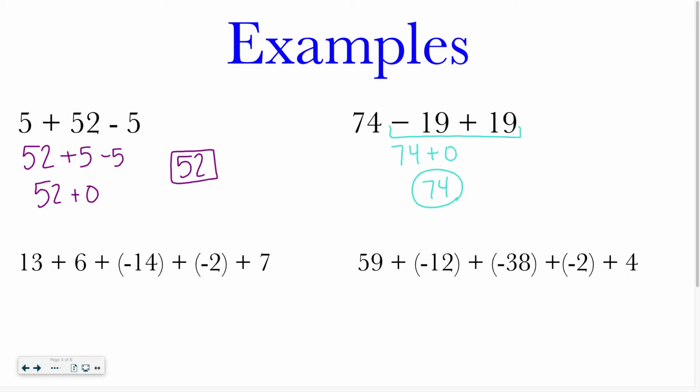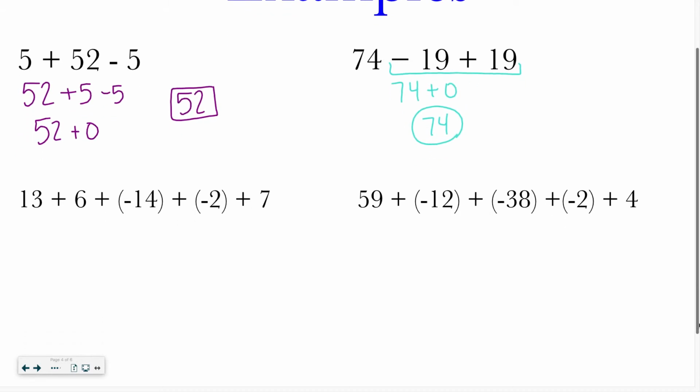All right, and then in the next problem, I have 13 plus 6 plus negative 14 plus negative 2 plus 7. What I'm going to do is group together all of my positive numbers, so 13 plus 6 plus 7, and then group together my negative numbers, so negative 14 plus negative 2. The parentheses are around those two numbers just to help you see that there's a negative with them, okay?